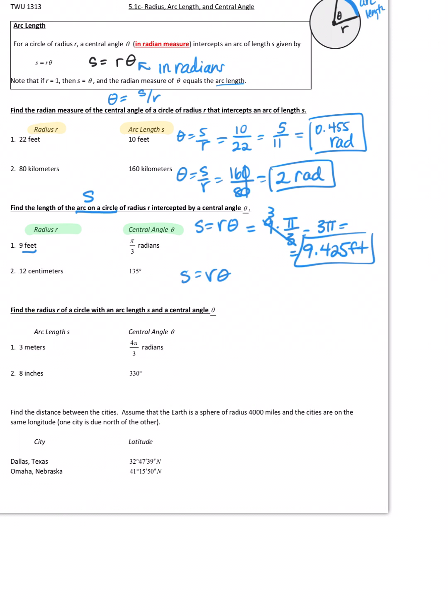On 12, it would be 12 times, look, it's in degrees. So we have to convert this. So 135 degrees times our conversion factor of pi over 180. All right, so we have to convert. Remember, because our formula only works in radian mode. So use your calculator, use the fraction function to do all this multiplication for you. And when you do, you get 28.274, and our units on this one is centimeters.